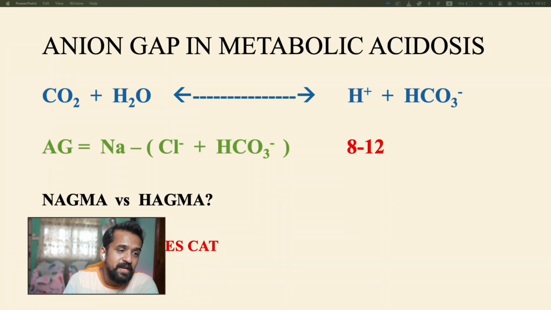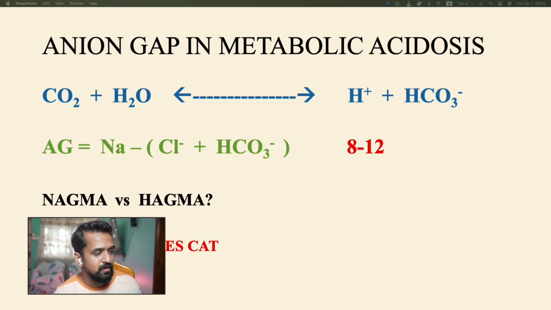Okay? Whenever you have metabolic acidosis, like I said, you need to calculate the anion gap. The anion gap is simply the difference between positive ions and negative ions, and the difference should be between 8 to 12. That is a normal anion gap. Anything less than 8 is a low anion gap, and anything more than 12 is a high anion gap metabolic acidosis. So you get 3 types of anion gap: low, normal, and high.